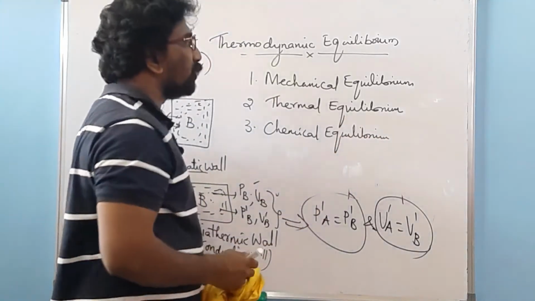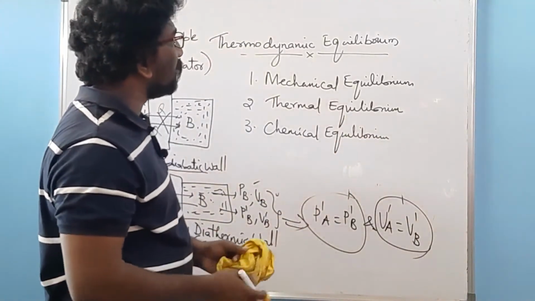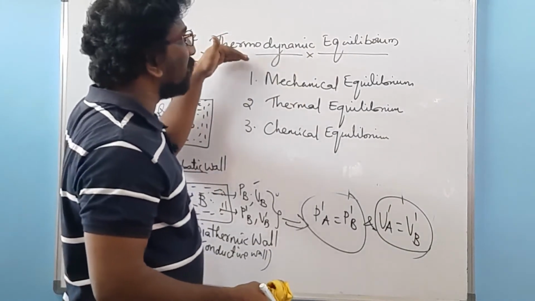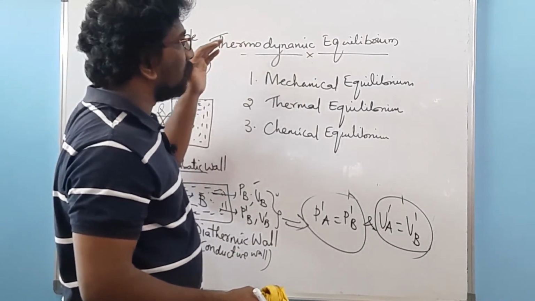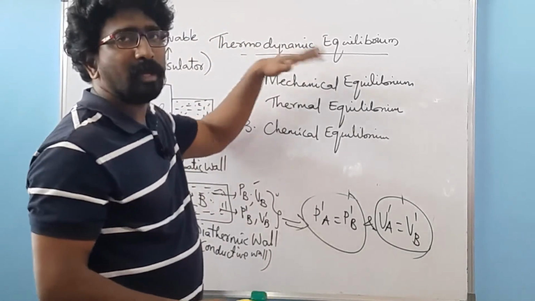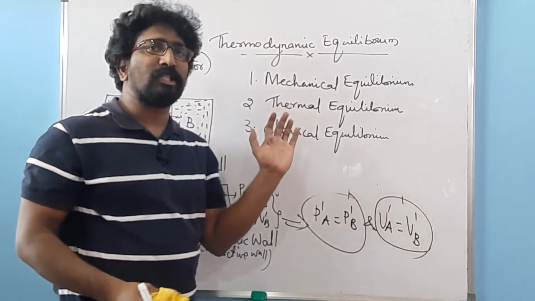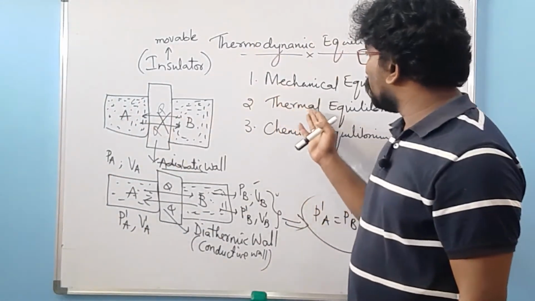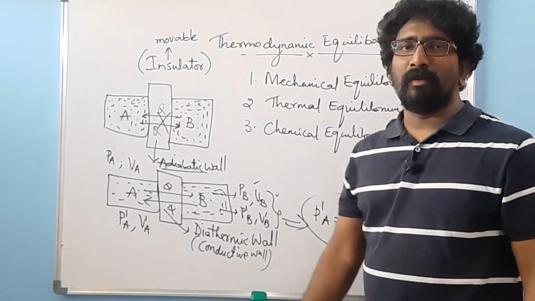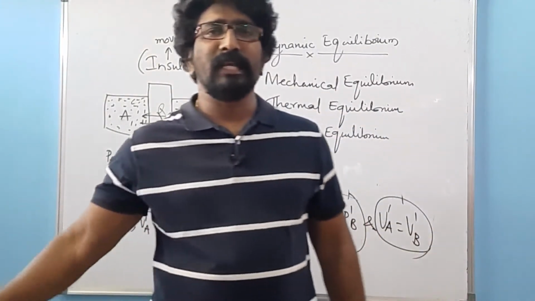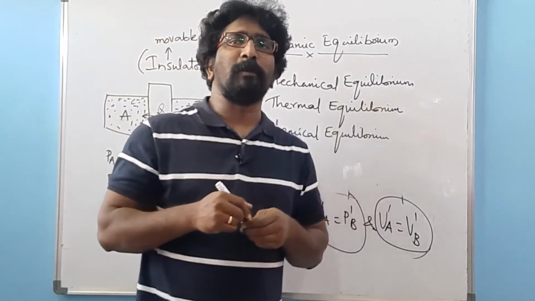Up to now we have understood what is meant by thermodynamic equilibrium. If two systems have to be in thermodynamic equilibrium, they should satisfy mechanical equilibrium, thermal equilibrium and chemical equilibrium. If these three equilibriums are satisfied, then only can I say that the system is in thermodynamic equilibrium.